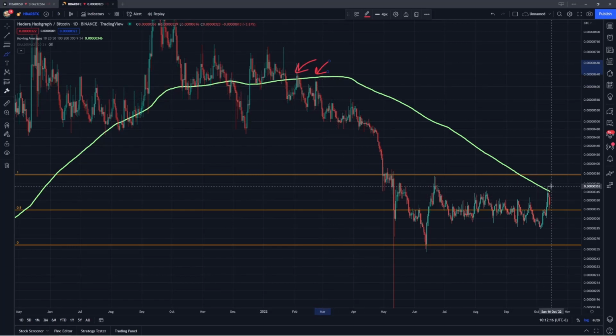So we have gotten that move back up to this level. Currently, it's around 346 Satoshis. So this is going to be the area that I do want to see the bulls start to reclaim. And if this level can be reclaimed, that could be a very positive sign that we might start to have a breakout coming to the upside.